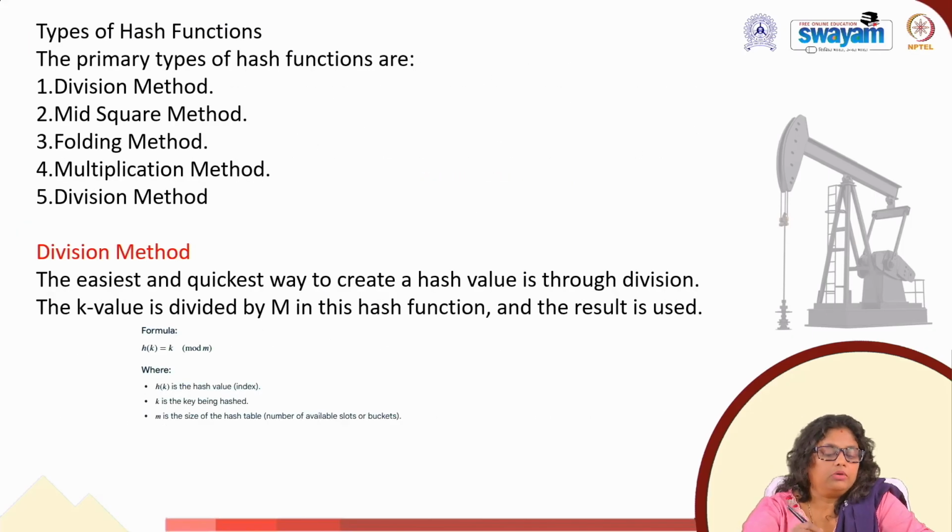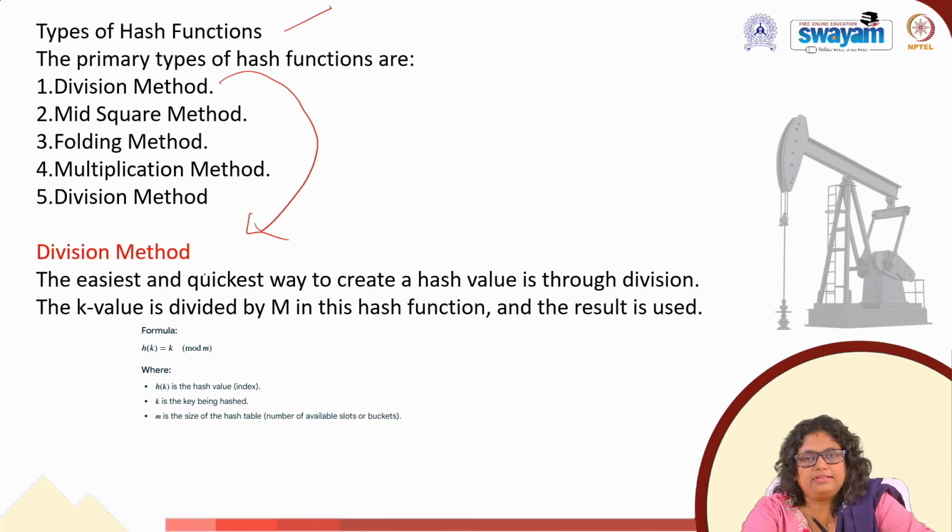Now, how does the hash function work? There are some primary types of hash functions which I am discussing here. This is the division method. How does the division method work? The easiest and quickest way to create a hash value is through division. The k value is divided by m in this hash function and the result is used. So h(k) = k mod m.